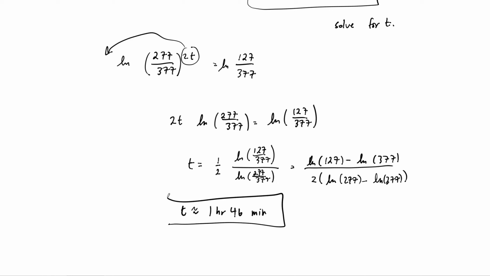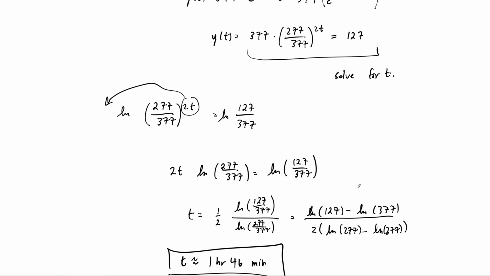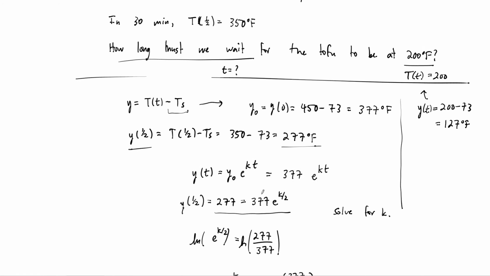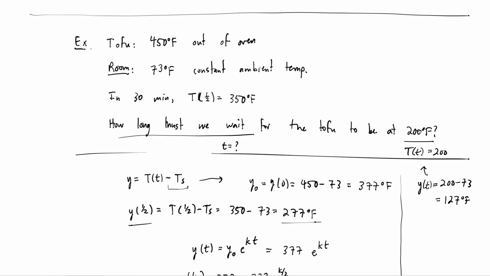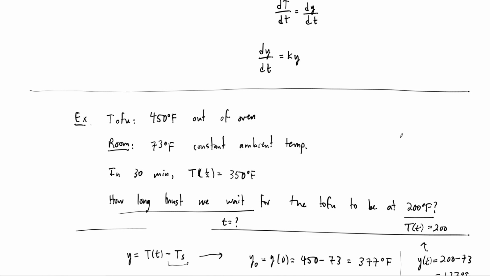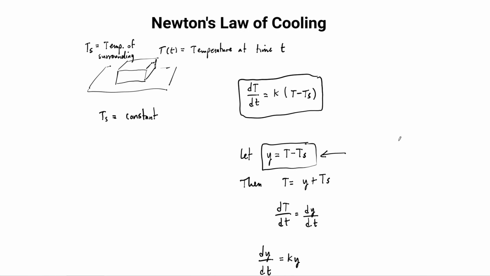So this is just by careful calculation, and then at the very end you plug in, you keep everything exact until the very end so that you don't make any mistakes. But in about an hour and 46 minutes, your tofu will be at a desirable temperature to eat, presumably. That's what 200 degrees Fahrenheit is, given this problem. So yeah, that's Newton's law of cooling, and I'll see you guys in the next video.